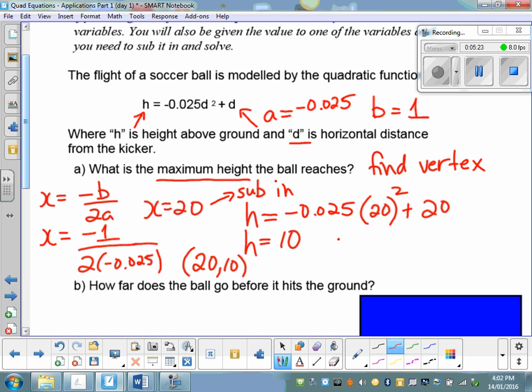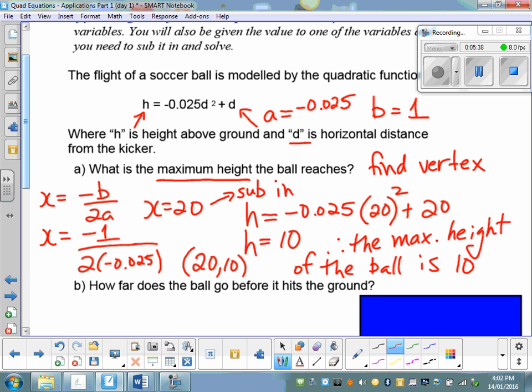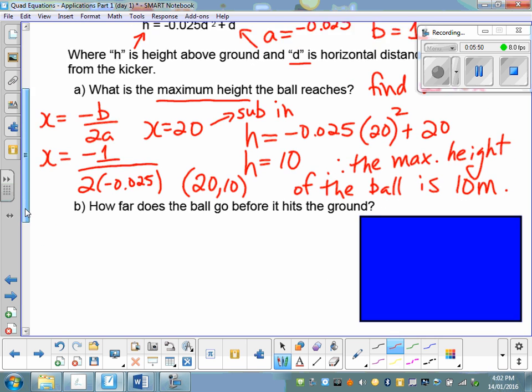So here we would say, therefore, the max height of the ball is 10, and this is being measured in meters, we'll say. Okay, so that's a question that hopefully you recognize doing before.